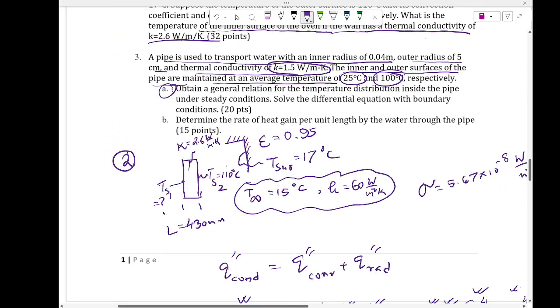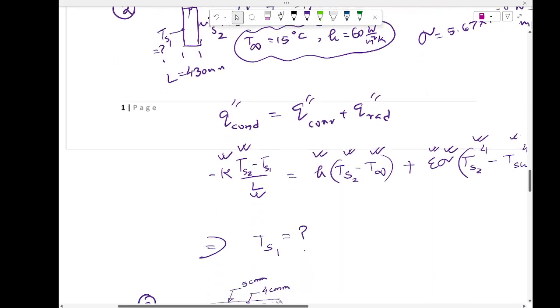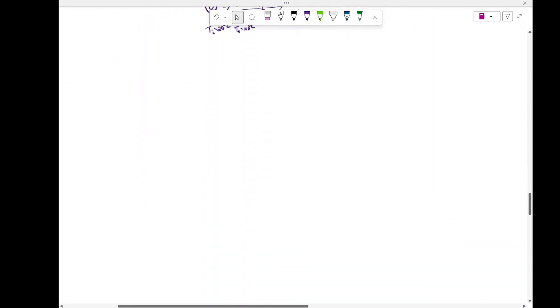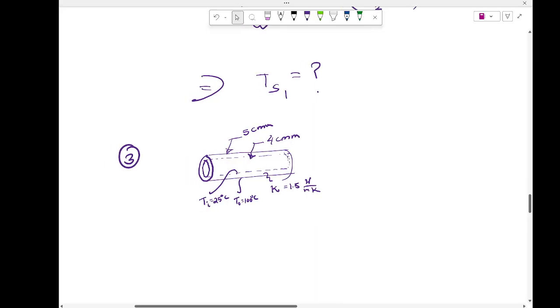Obtain, so that's the first part. Obtain a general relation of temperature distribution inside the pipe under steady conditions. Solve the differential equation with boundary condition. This is where you may start to trip off, right? So what does it say? So part A, they said obtain what? Heat equation, right? Heat equation under steady state.